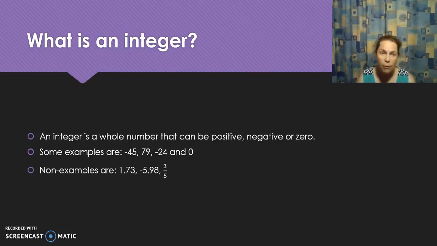Some non-examples are 1.73 and negative 5.98. These are not integers because they are decimals and so they have parts of a number there. Similarly, 3/5 is a fraction or a part of a whole, so it is not an integer.